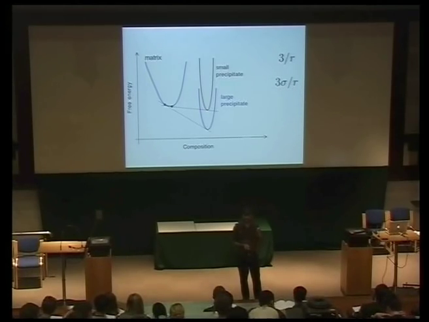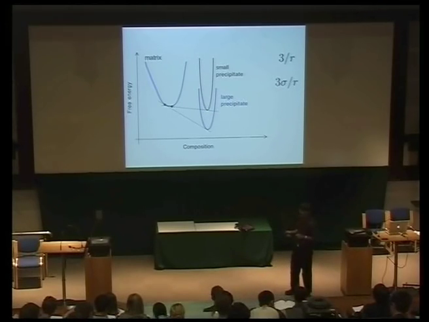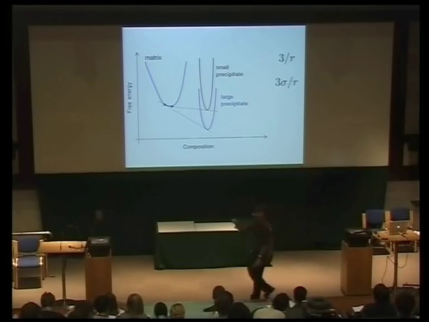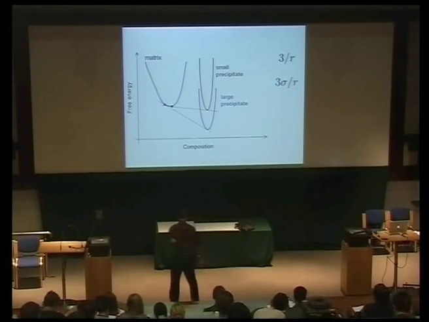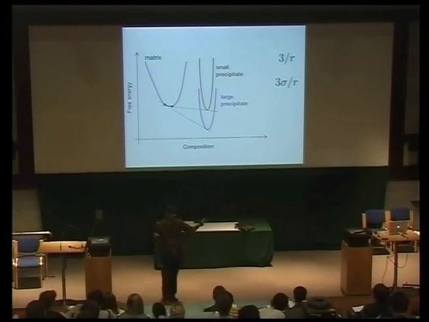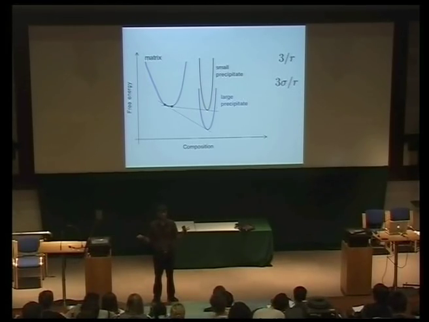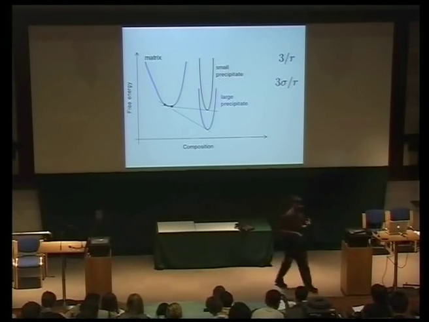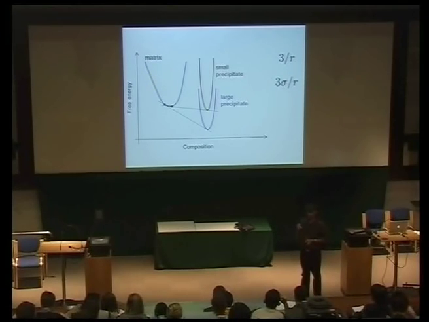Is everybody happy with that? That a smaller particle will have a larger contribution from interface energy, right? So I have to raise the free energy curve of a small particle to this red position, and therefore the equilibrium composition in the matrix changes. So the composition in the matrix, which is in equilibrium with a smaller particle, is greater than the composition in the matrix, which is in equilibrium with a larger particle. Here you have a large particle, here you have a small particle, and the matrix composition will be different. So you get a diffusion gradient, which causes the small particle to dissolve and the large particle to grow.